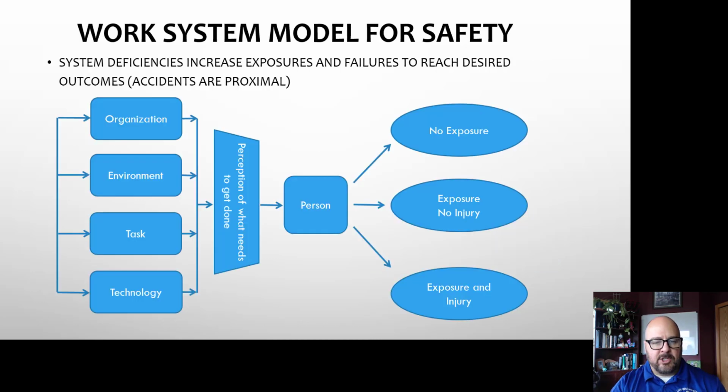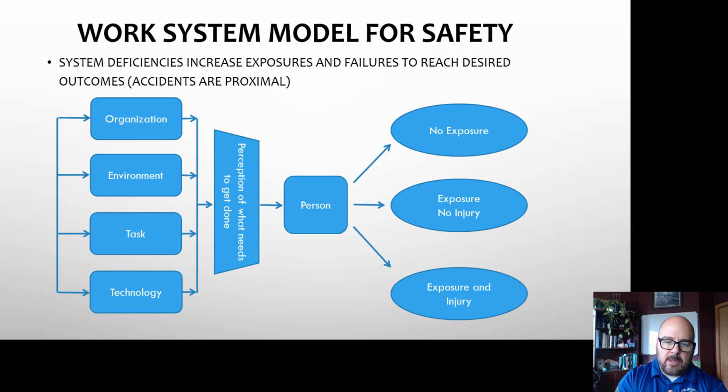So it's been rearranged here, and over on the right here we've got the person: no exposure, no injury; exposure, no injury; then we've got exposure and injury. Those are the 3 main outcomes. If we only focus on the person, trying to fix the person, blame the person, we will never ever get to the root cause of why it occurred. And that root cause is going to be somewhere back in the system itself, the organization, the environment, the task, and technology, because that's what created the perception of what needs to get done for the worker.